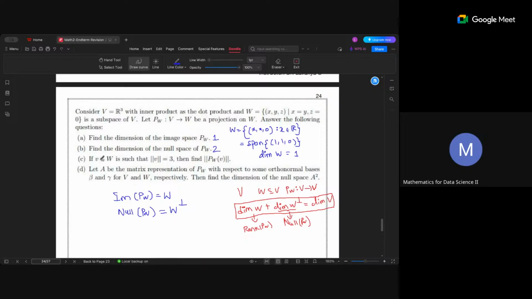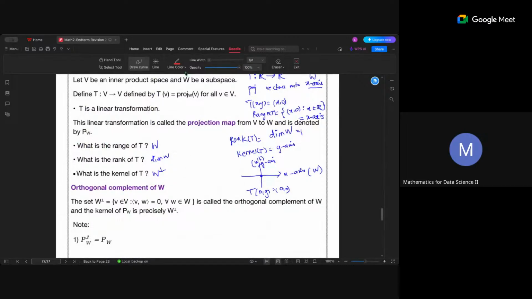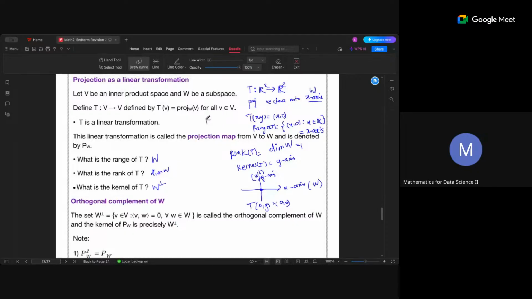Now V belongs to W. This is another important property. So let's look at this example itself. What is T of X comma 0? Take any element from the x-axis. Now what is T of X comma 0 under this map? X comma 0. X comma 0 only, right?